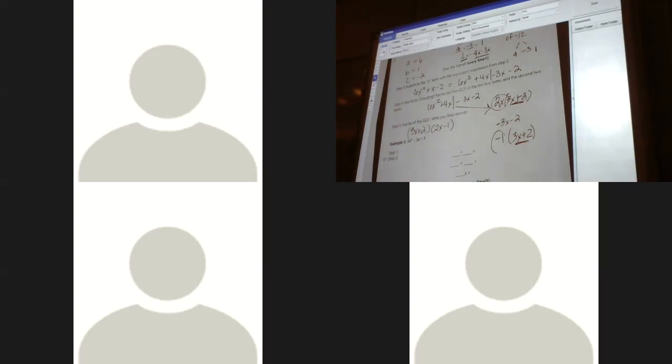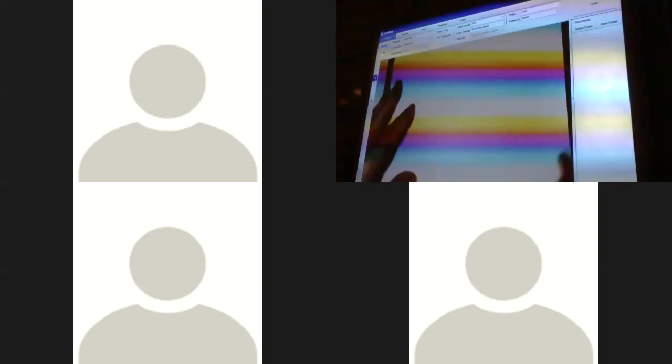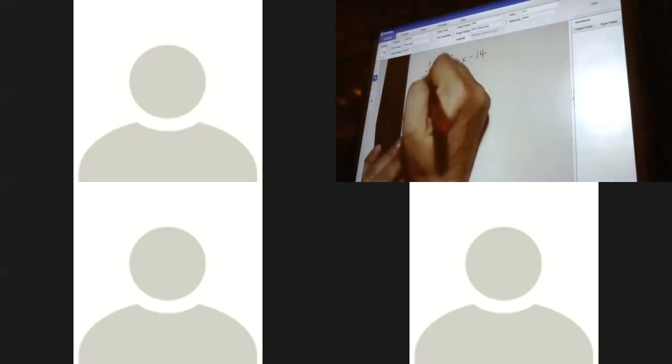Did I hear moaning? Because I do not understand the bell ringer at first. So if we walk through the bell ringer doing the exact same thing, the very first thing we do is find A, B, and C. So 4x squared minus x minus 14. So 4, -1, and -14. So A is 4, B is -1, C is -14.